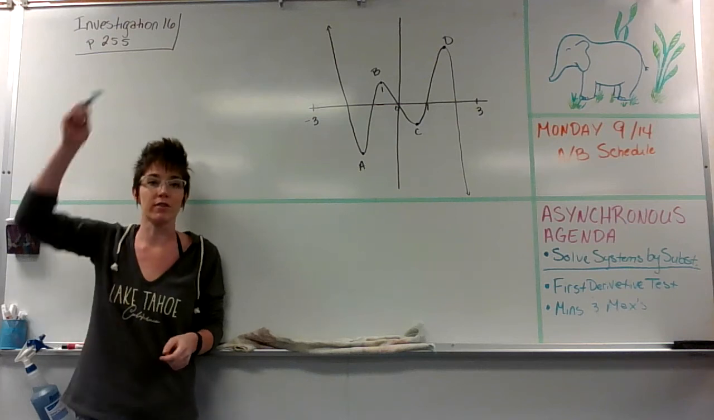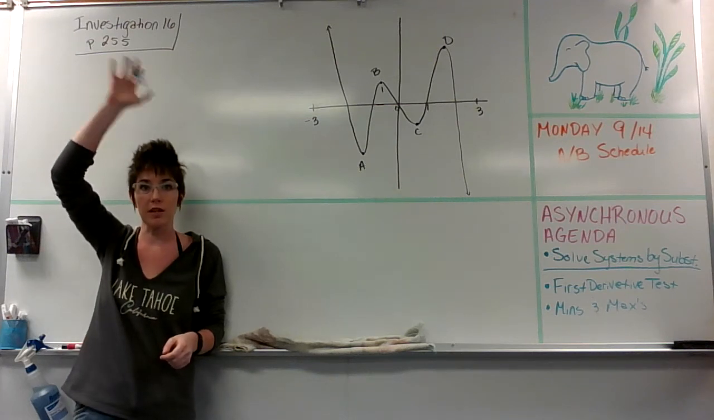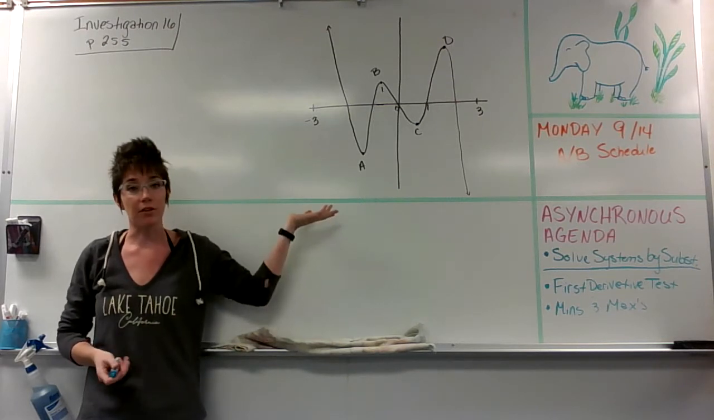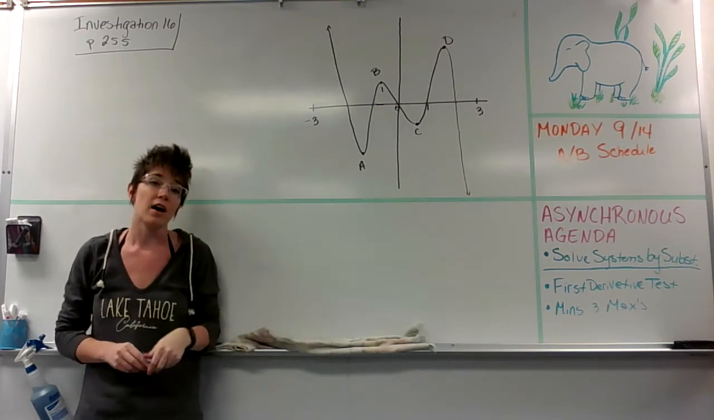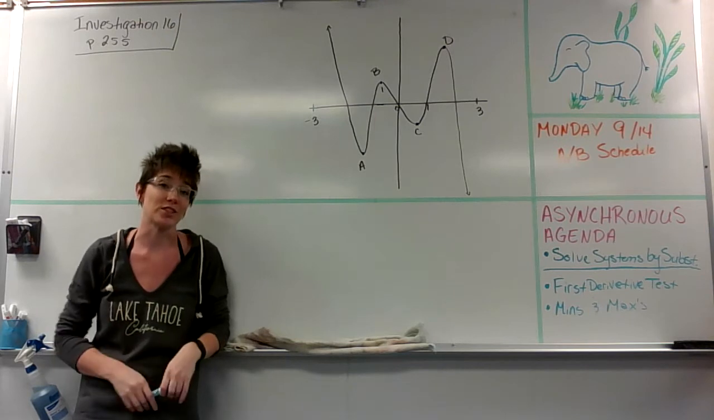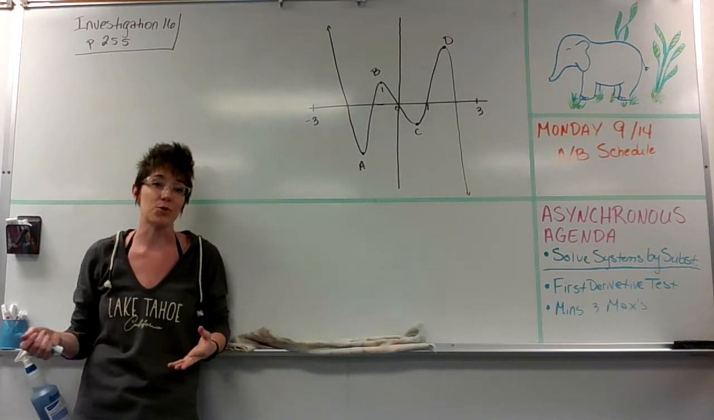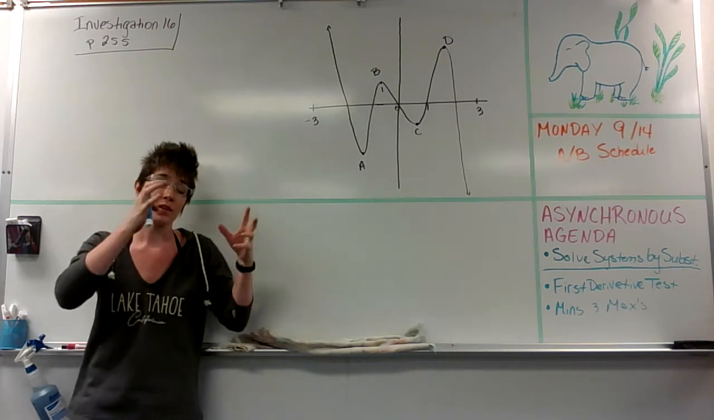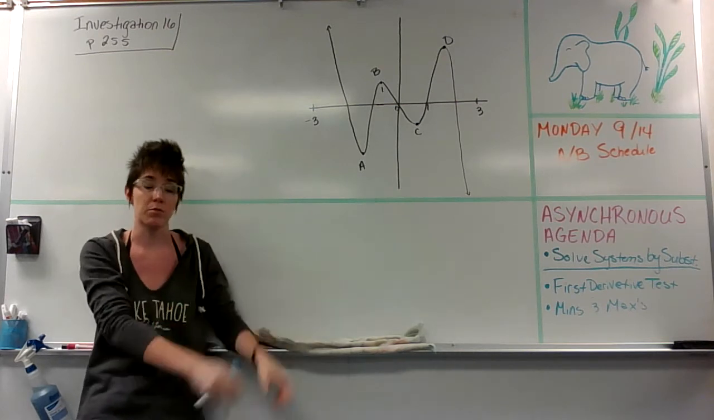All right, so I'm working off of investigation number 16 in the book on page 255, and I've just copied down the graph that they have in your textbook so that we can start answering these questions. This example is going to basically solidify connections between f prime and f double prime.